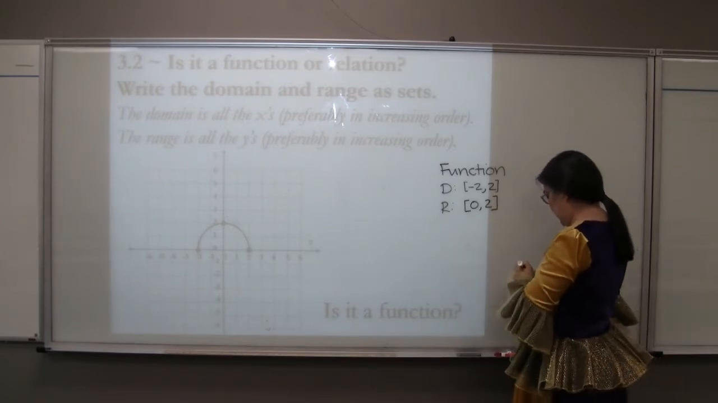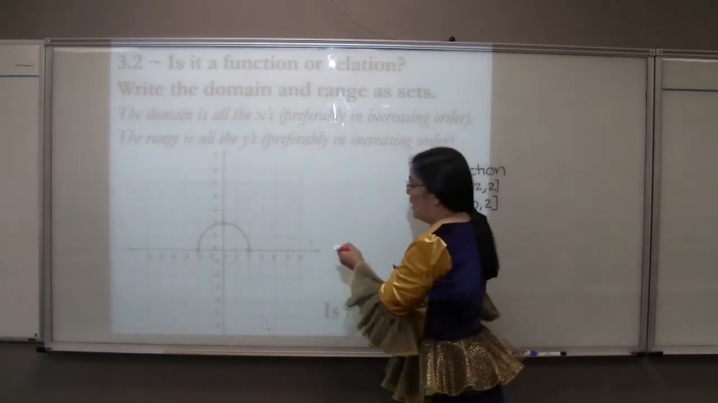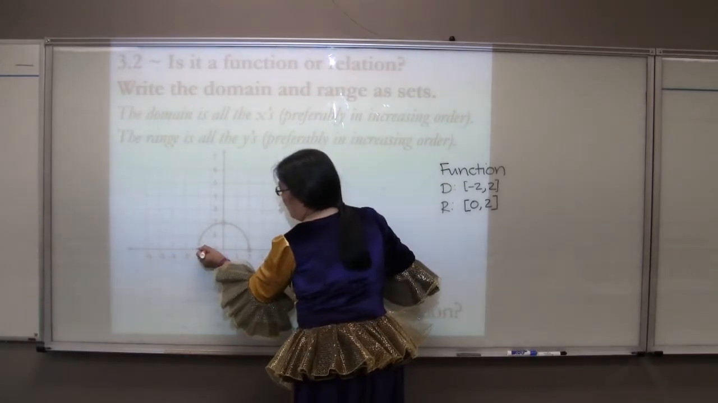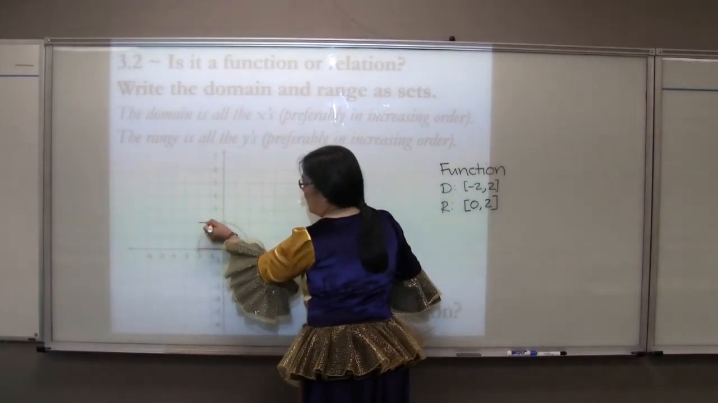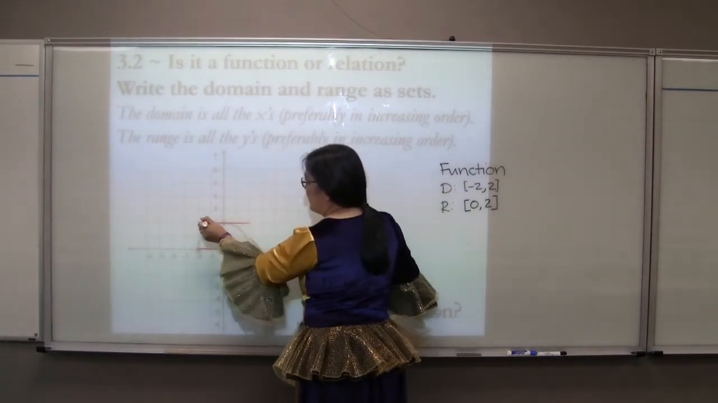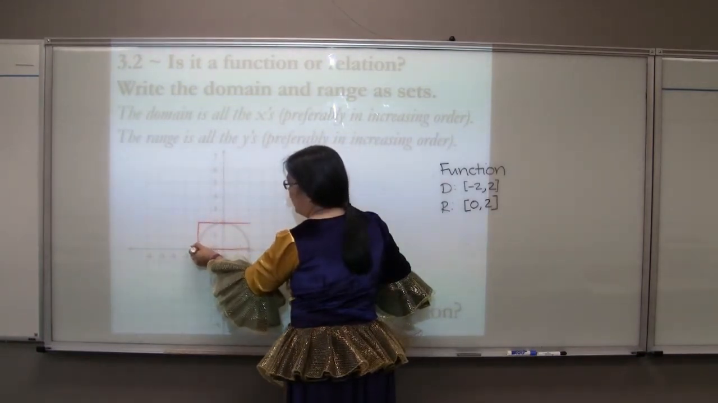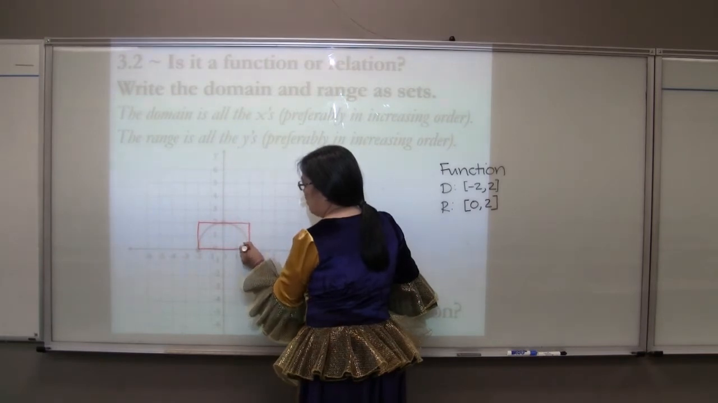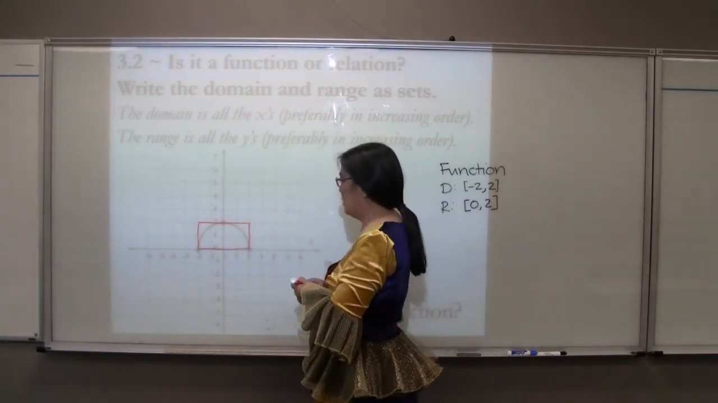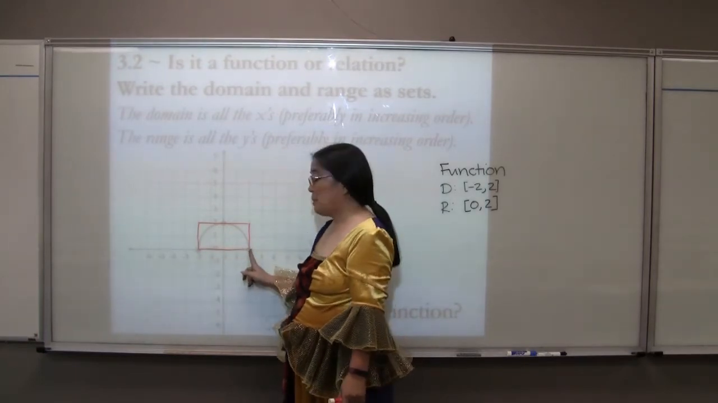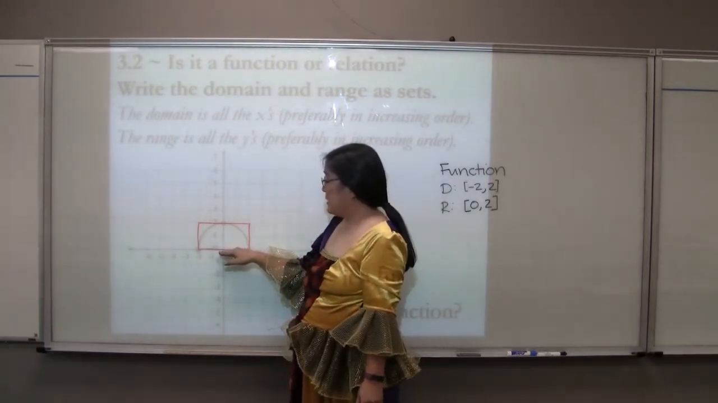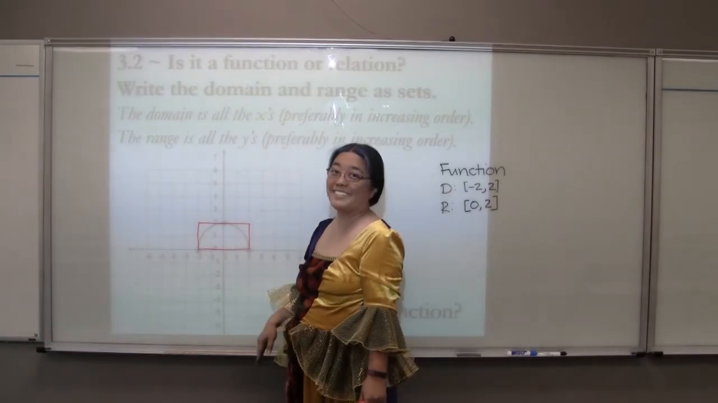Now, let's take a look at this. I'm going to draw a box around this for the top and the bottom, and the left and the right. And it just barely fits in this rectangle here, and that will help us perhaps see -2 to +2 on the x's and 0 to +2 on the y's.